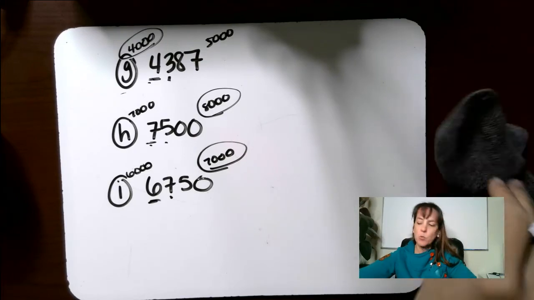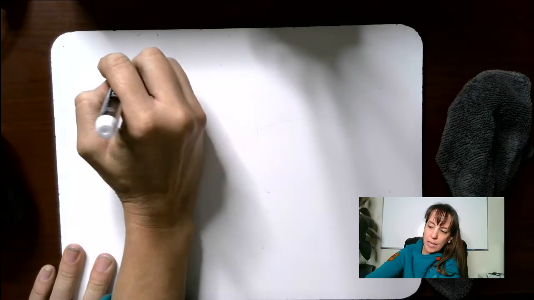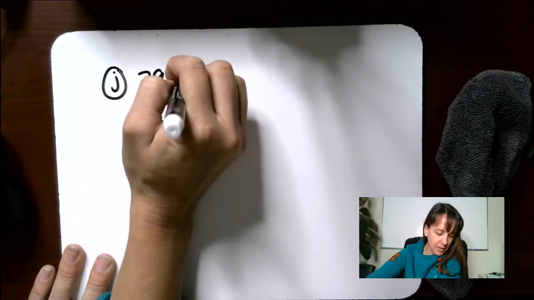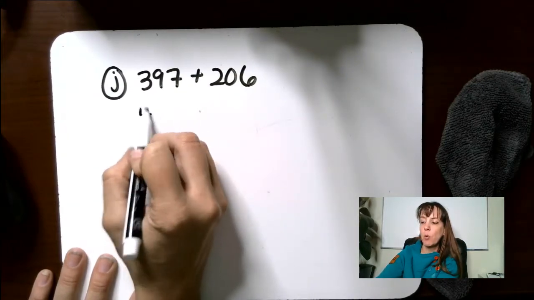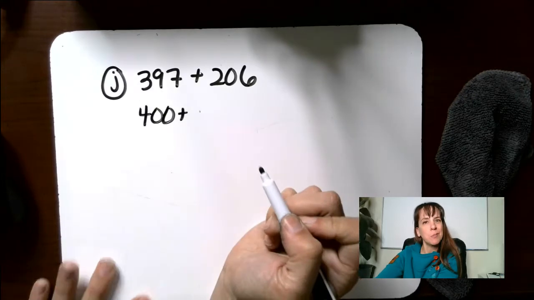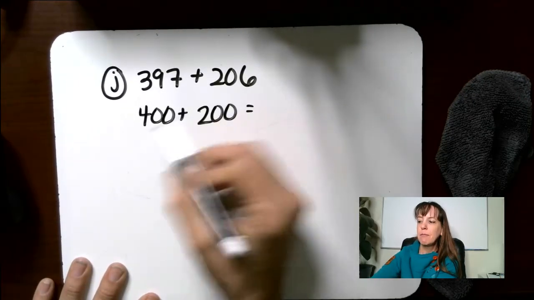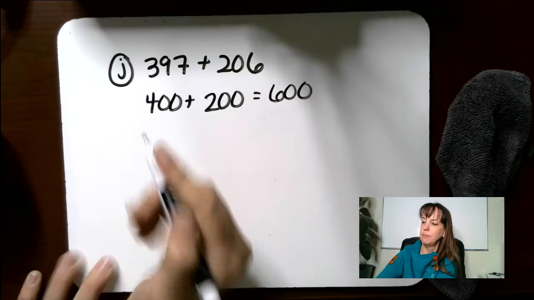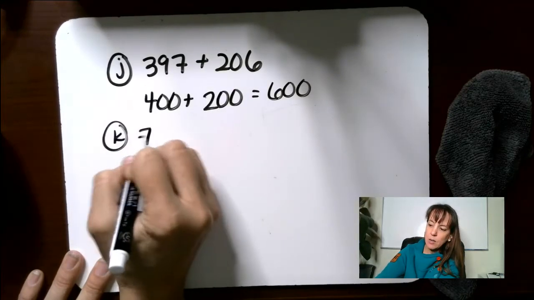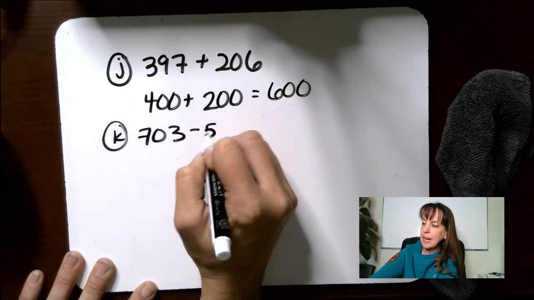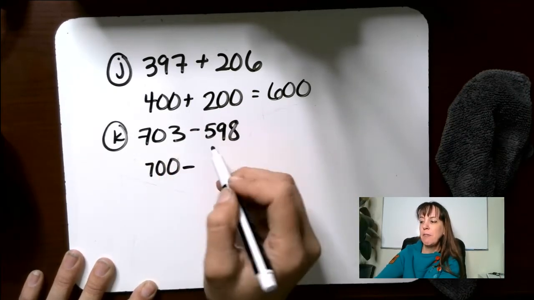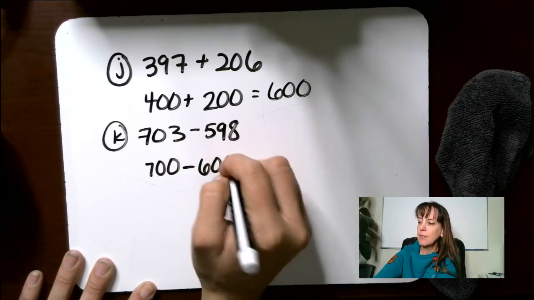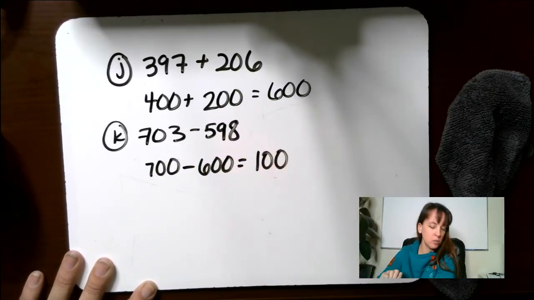Awesome. Use rounded numbers to estimate each of these. So for J, we have 397 plus 206. Let's round 397 up to 400 plus 206. We can probably round that down to 200. 400 plus 200 gives us 600. Okay, 703 minus 598. 703, we can go ahead and round that down to 700. 598, let's round that up to 600. 700 minus 600 gives us 100.